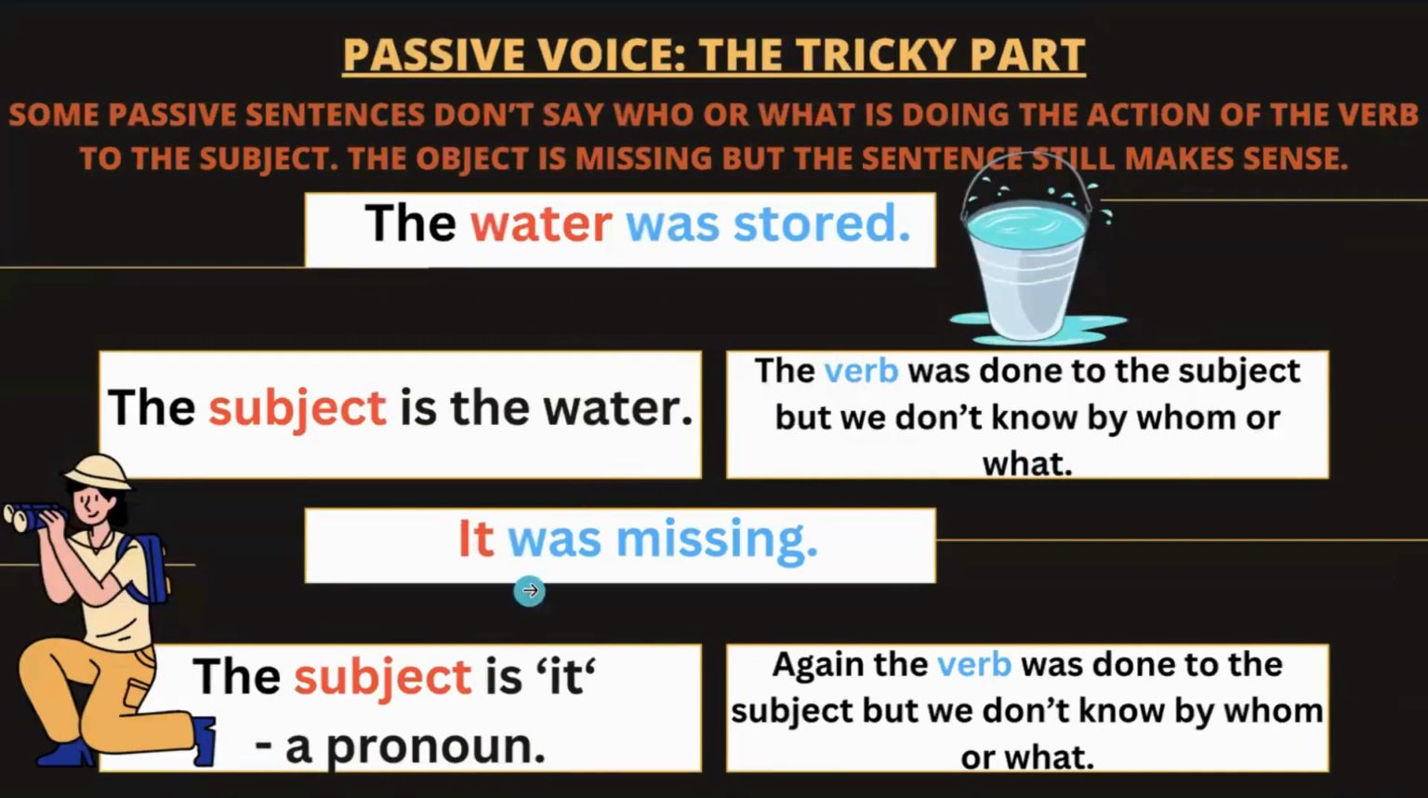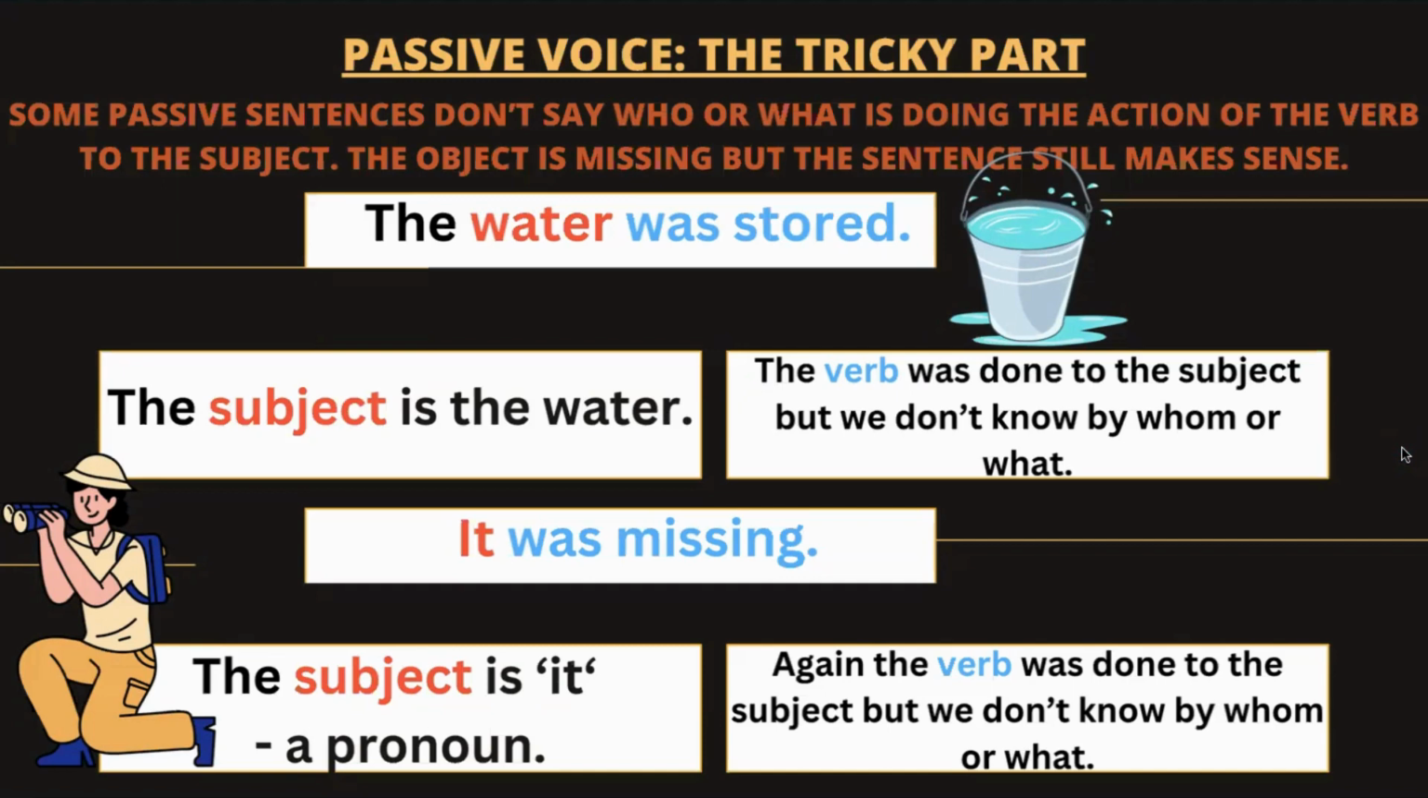In the second example, it was missing. Here the subject is it, that is a pronoun. Again, the verb was done to the subject, but we don't know by whom or what. So it's okay if we don't know the object, we can assume it. I hope the concept of active and passive voice is clear.